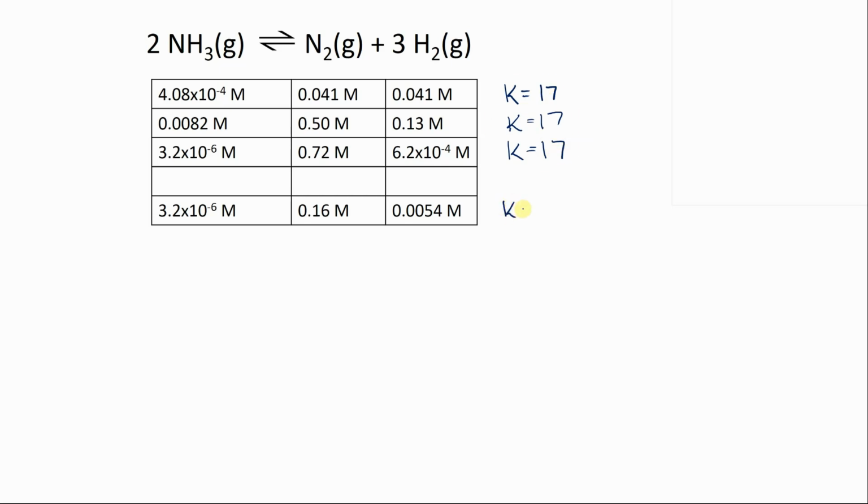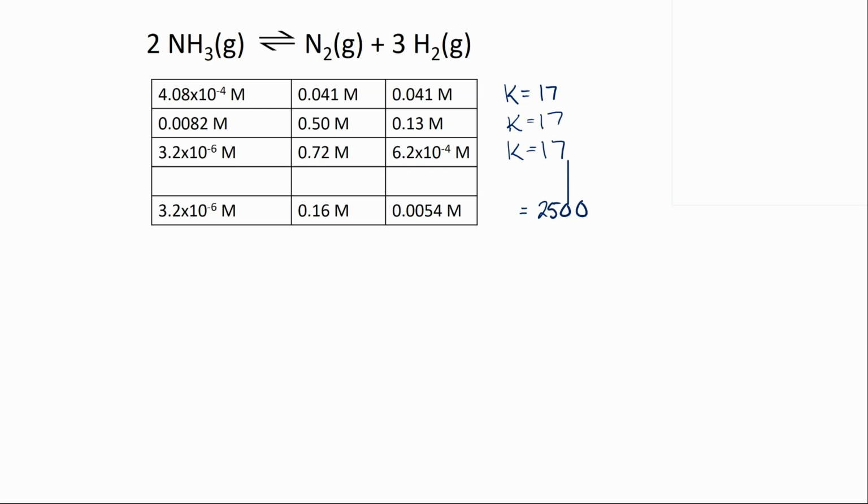In contrast, this last set of data, if you plug all the numbers in, will come out as 2460. So I suppose that should be 2500 with two significant figures. And that's not the same number. This system is not at equilibrium. It could be at equilibrium at a different temperature. In this example, it's not at equilibrium.